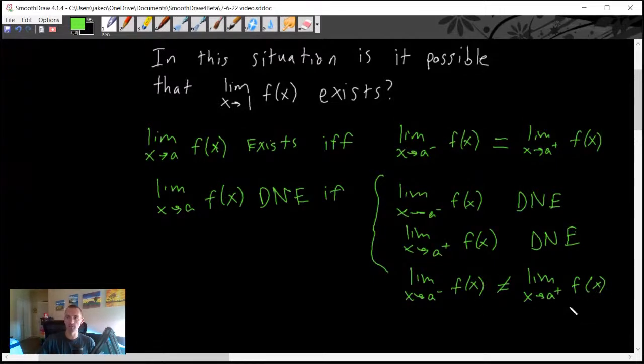So even if they both exist, but they're not equal to each other, that tells us that our two-sided limit does not exist.